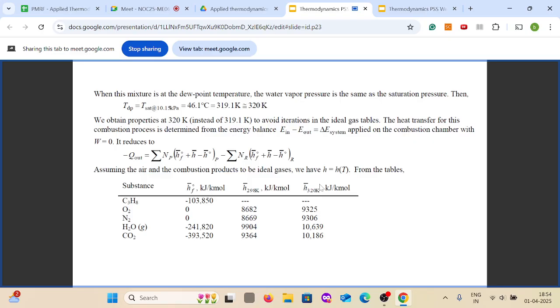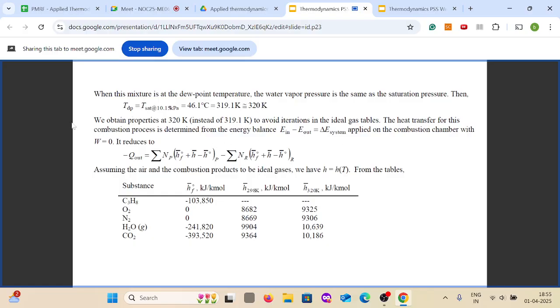So, the dew point temperature corresponding to this pressure is 46.1 degrees Celsius or 319.1 Kelvin. So, approximately 320 Kelvin. So, this is the temperature at which your product should exit for it to be a condition at which water can start forming as a liquid. So, we get the enthalpy values corresponding to 320 Kelvin.